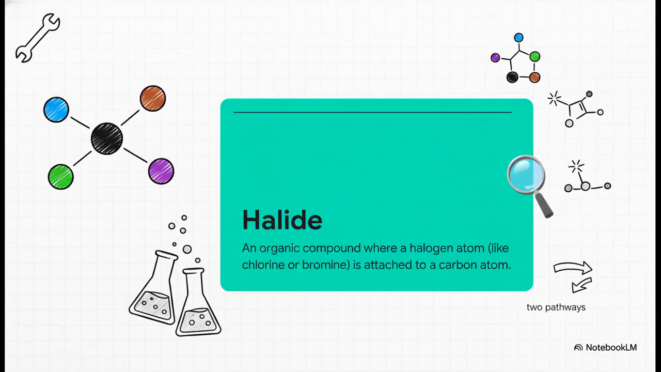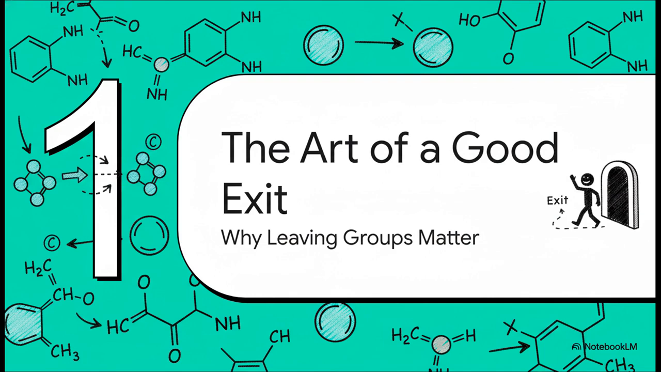Now, before we start building, we should probably know what we're making, right? So what is a halide? Well, it's just an organic compound where one of those superstar atoms from the halogen group, fluorine, chlorine, bromine, or iodine, is attached to a carbon atom. The best way to think of them is like universal adapters in a molecular toolkit. They let us connect all sorts of different chemical pieces together.